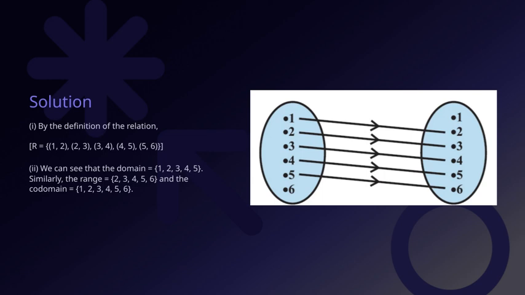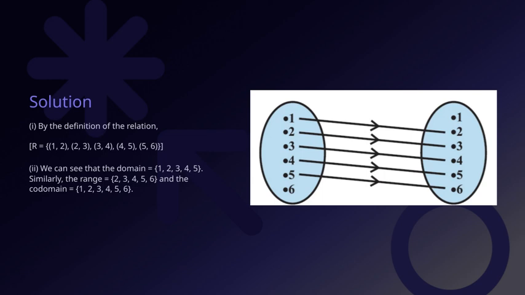Now the relation R is given as the set of ordered pairs (1, 2), (2, 3), (3, 4), (4, 5), and (5, 6). These pairs show us how each element in the domain is paired with an element in the range, according to the relation. By the definition of the relation, each of these pairs indicates a specific connection between elements of the domain and the range. It's important to understand that these pairs define the relationship explicitly, showing us exactly which elements are related.